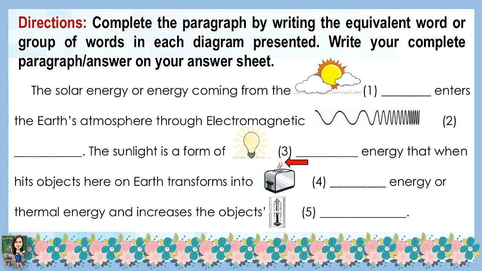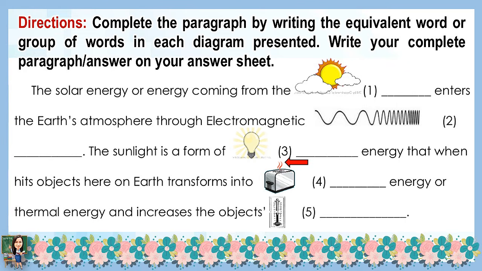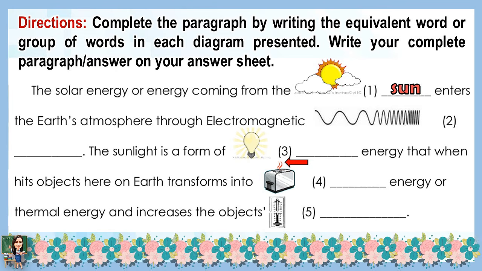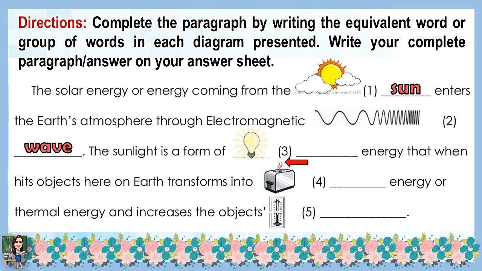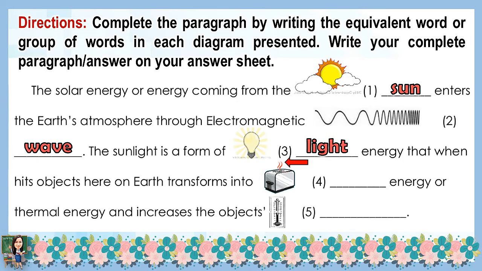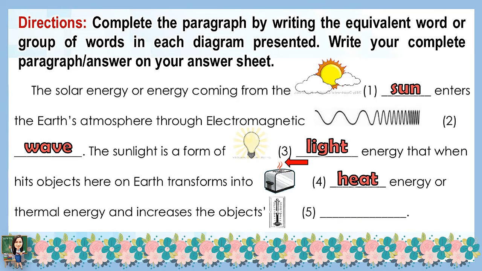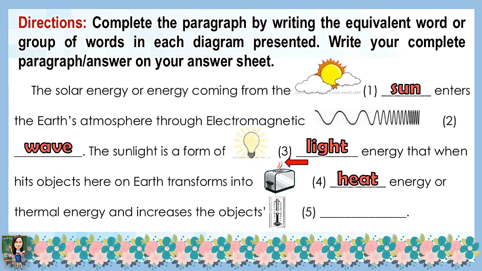The solar energy or energy coming from the sun enters the Earth's atmosphere through electromagnetic wave. The sunlight is a form of light energy that when hits objects here on Earth transforms into heat energy or thermal energy and increases the object's temperature.